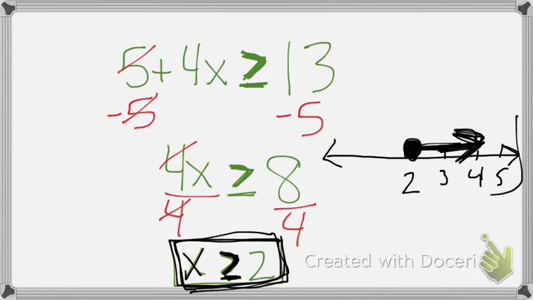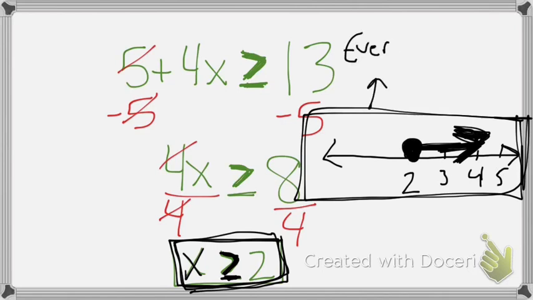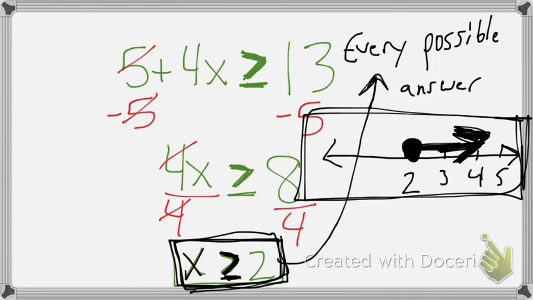And this is actually how you graph them right here. You're graphing every possibility, because we circled the 2, put a dot there, and then we drew an arrow pointing everything else to the right, going on forever. So that right there is literally every possible answer. So there's a lot of answers for inequalities. Alright, so that's the only real difference with inequalities, is that the answers are going to have a lot more possibilities.